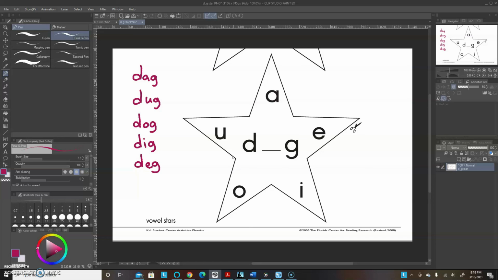they're definitely different words. So that was Vowel Stars, and I really hope that this was helpful. I think this is one of those activities that I would really love to incorporate into a class if I was assigned kindergarten. I think it's a great age-appropriate activity.